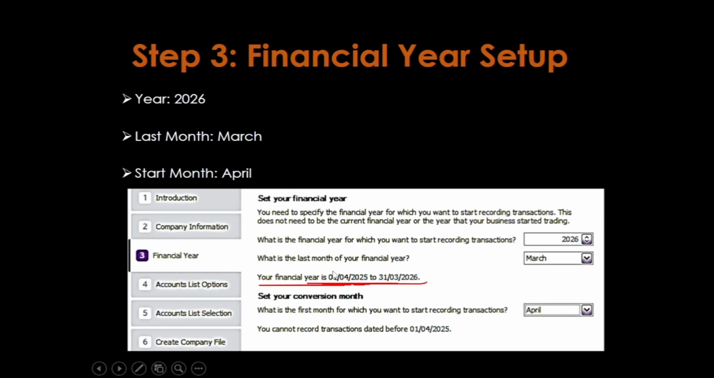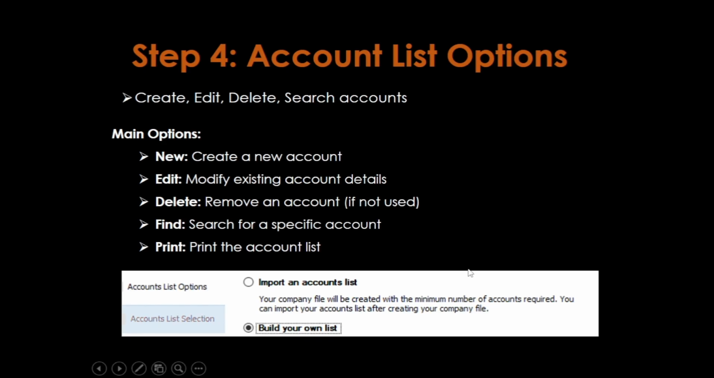You have to fill these 3 fields very carefully. Next we have to move to account list options. Already we have done this part. What are the options? More types of options you can use after you build your own list, but first, as a first step, we have to choose build your own list.